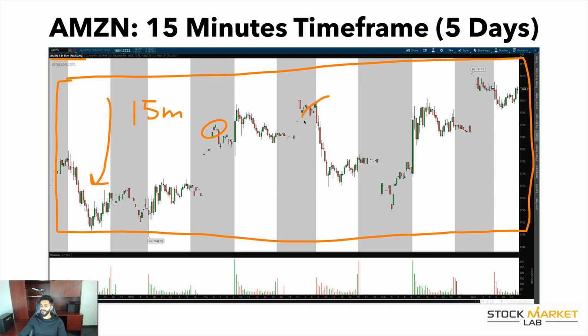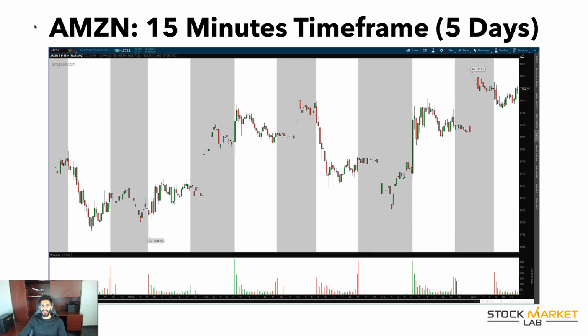Each one of these bars, the green and the red, showcases information for 15 minutes. This is a 15-minute intraday time frame, and I have information for the past 5 days. If I change this and look at information for the past 20 days, let's say 20D 15M, right? That would still be a 15-minute intraday time frame. I just have information for the past 20 days, but the main thing is each candle represents information for 15 minutes.